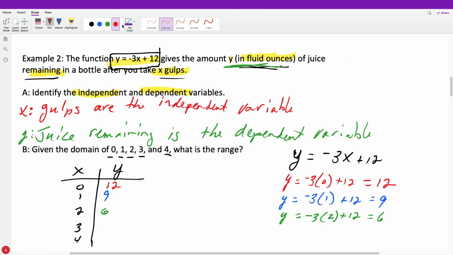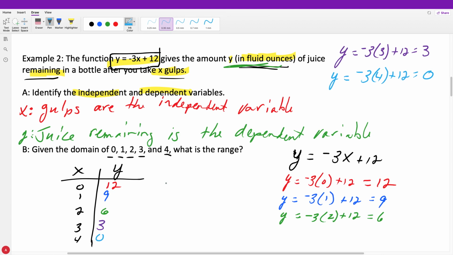And then we'll plug in 3. Let's use a different color, purple. Y is equal to negative 3 times 3 plus 12, which is then going to give me 3. And then our last one that we have here for 4, let's just do blue. Y is equal to negative 3 times 4 plus 12, which is equal to 0.